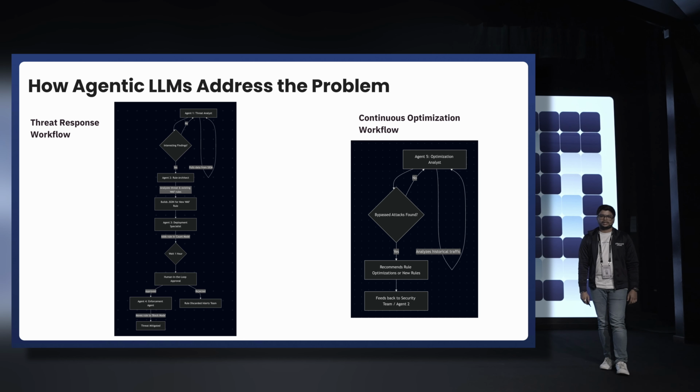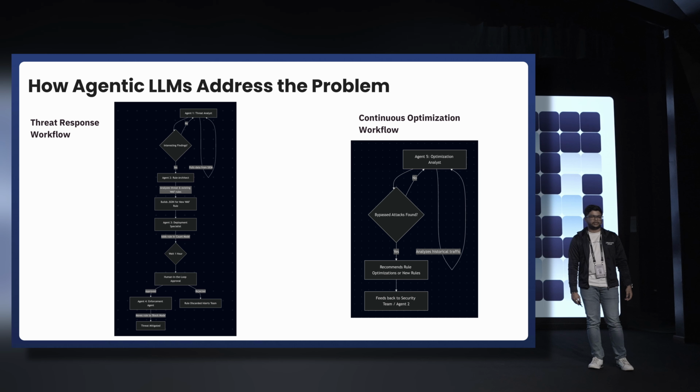Coming to the workflow, as Dev rightly pointed out, we have 50 plus AWS accounts or even more than that, and they only keep increasing day to day, right?